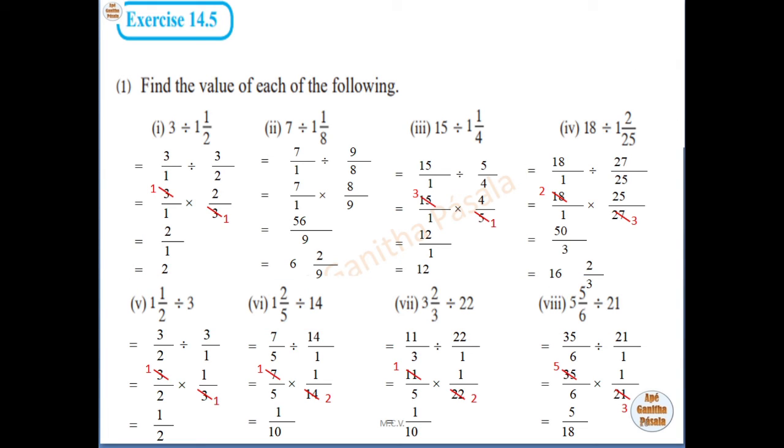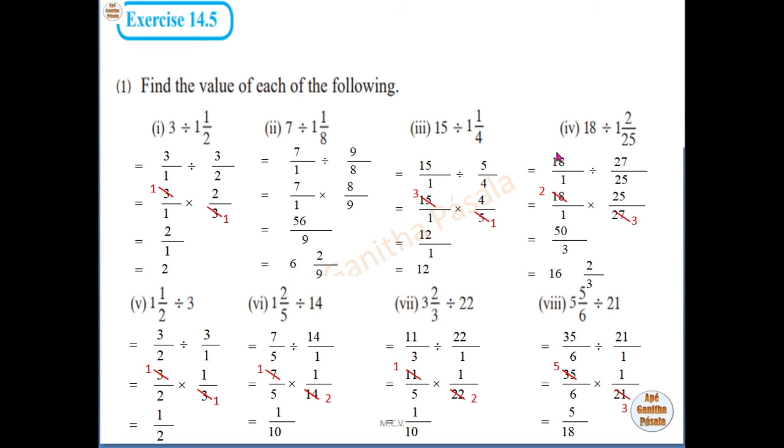18 divided by 1 and 2 over 25. Convert 1 and 2 over 25 into an improper fraction. 25 into 1, 25. 25 plus 2, 27. 27 over 25. Now interchange. 25 over 27. Now check what the common divisors are. 18 and 27 divisible by 9. 9 into 2, 18. 9 into 3, 27.